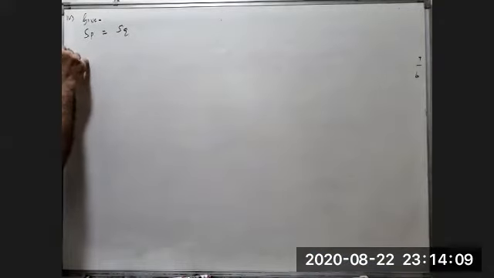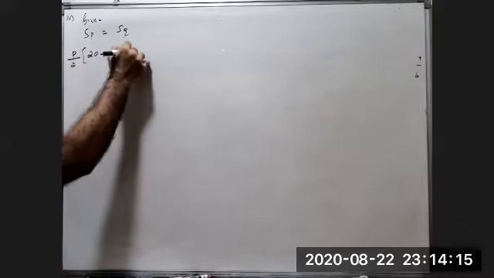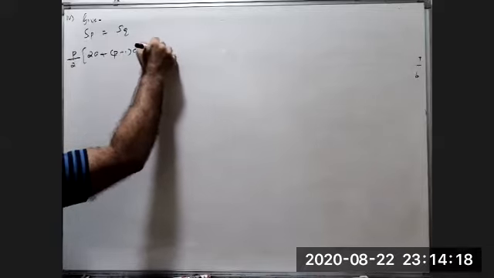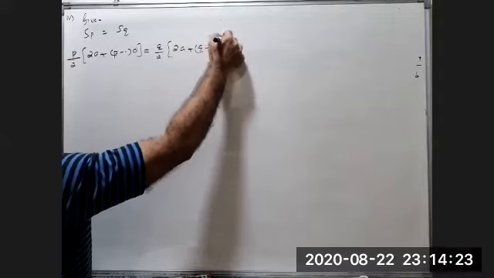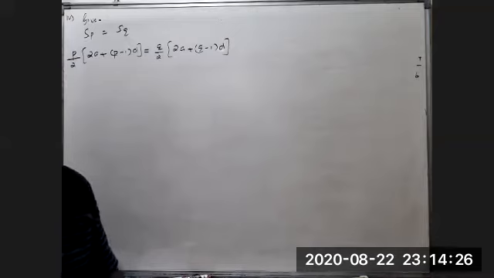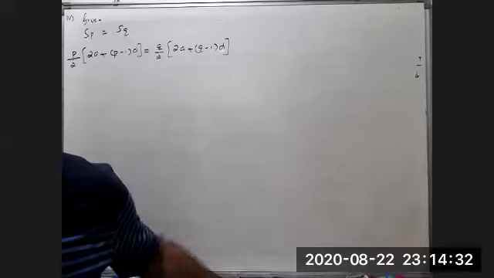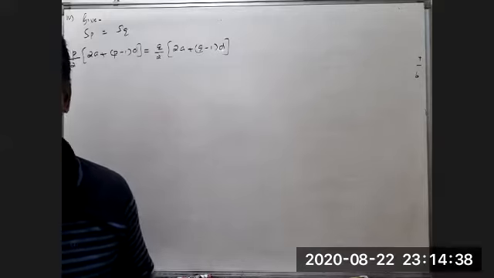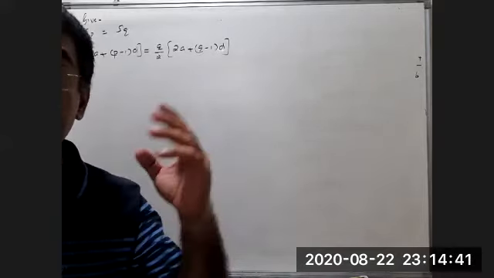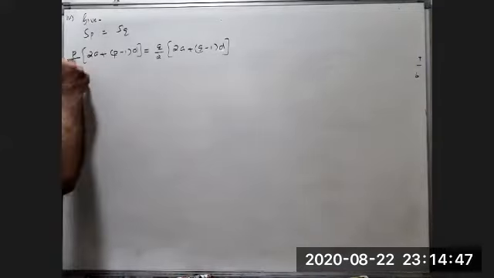The formula for S_P is P by 2 into (2A plus (P minus 1) into D), which is equal to Q by 2 into (2A plus (Q minus 1) into D). See that here we used the same A and D. Why did we use the same? Because it is the same AP, whereas in the previous question we didn't use the same A and D, since they were 2 different APs. Here it is the same AP. What can be done? The 2 and 2 can be cancelled.